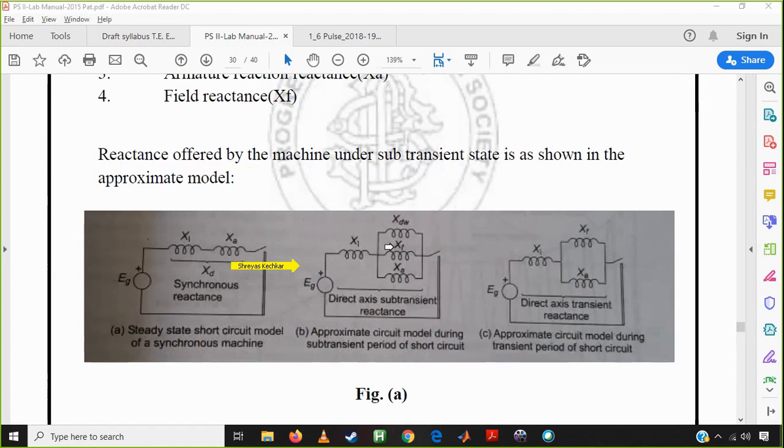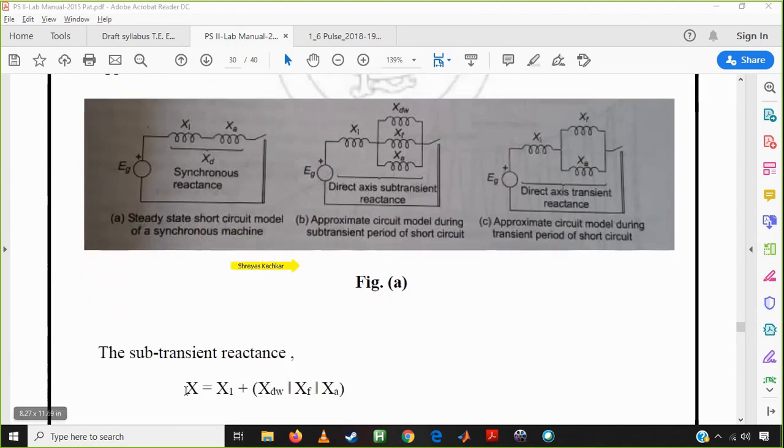Next one, field winding reactance and armature reactance. This is the leakage reactance of the field winding. So we are getting all the values, they are connected in parallel. Here we can calculate a value of X double dash. There are three reactances in parallel, and if you calculate the equivalent reactance, then you have to add the series leakage reactance of the field winding. So we can calculate sub-transient reactance.